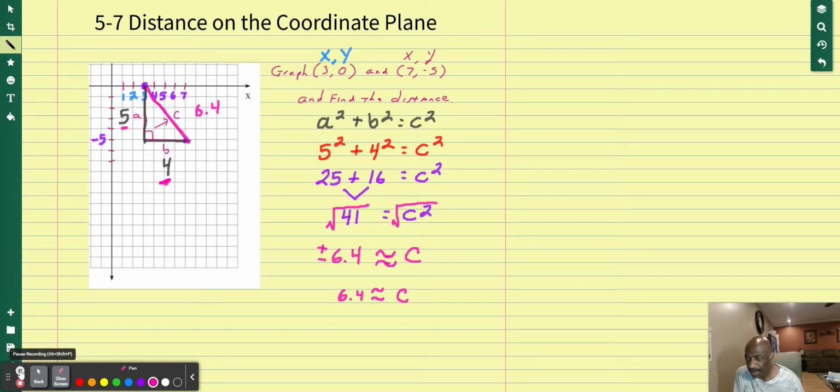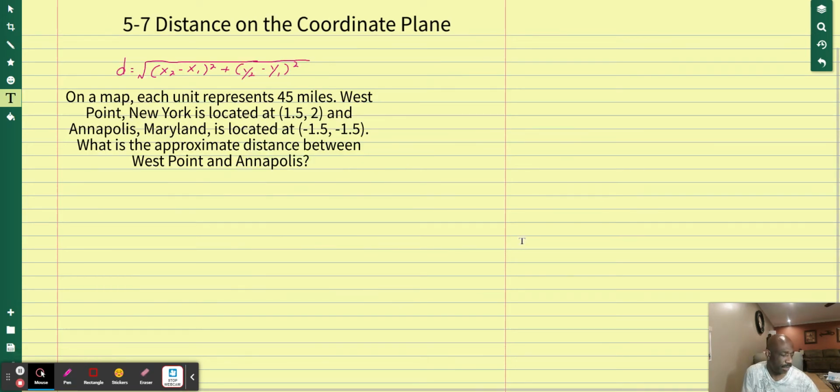All right, let's look at another question. All right, here's another problem. The direction says on a map, each unit represents 45 miles. All right, so imagine a map that you're looking at, and each unit on that map is actually 45 actual miles. West Point, New York is located at 1.5, 2. That's the ordered pair where that dot is. And Annapolis, Maryland is located at negative 1.5, negative 1.5. That's where that place is located. What's the distance between these 2 points? What is the approximate distance between West Point and Annapolis?